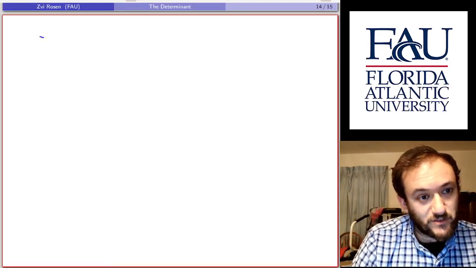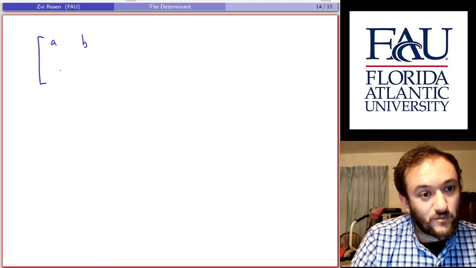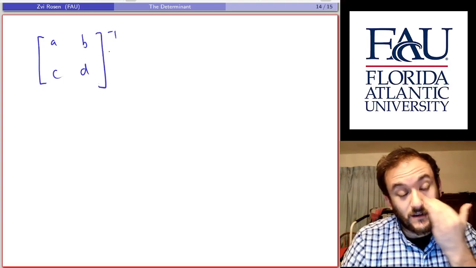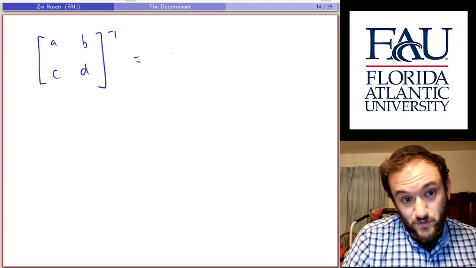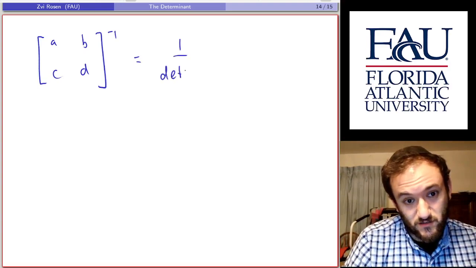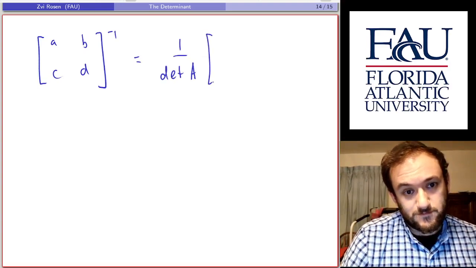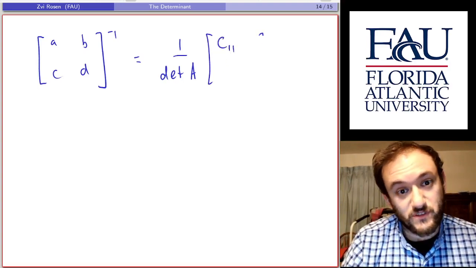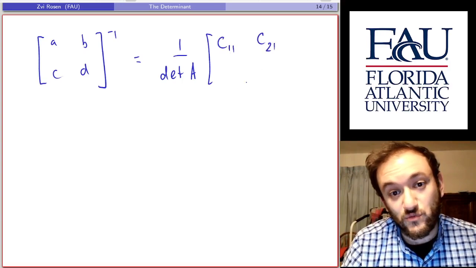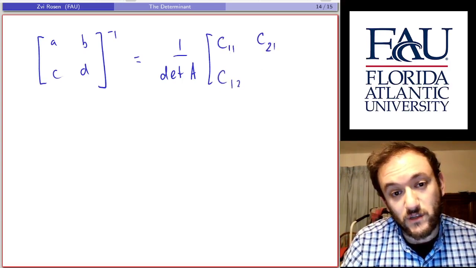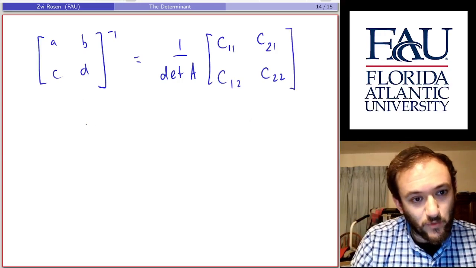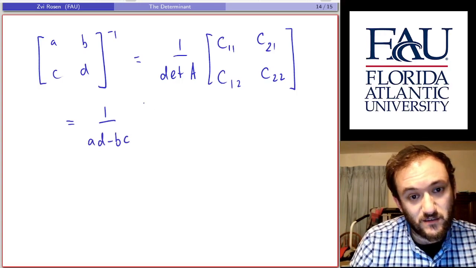So in a 2 by 2 matrix, we said we want to know what the inverse matrix is here. Well, it's going to be equal to 1 over the determinant times the cofactor matrix transposed. So this should be C11, C21, C12, C22. Okay, well, the determinant we've seen before is AD minus BC.